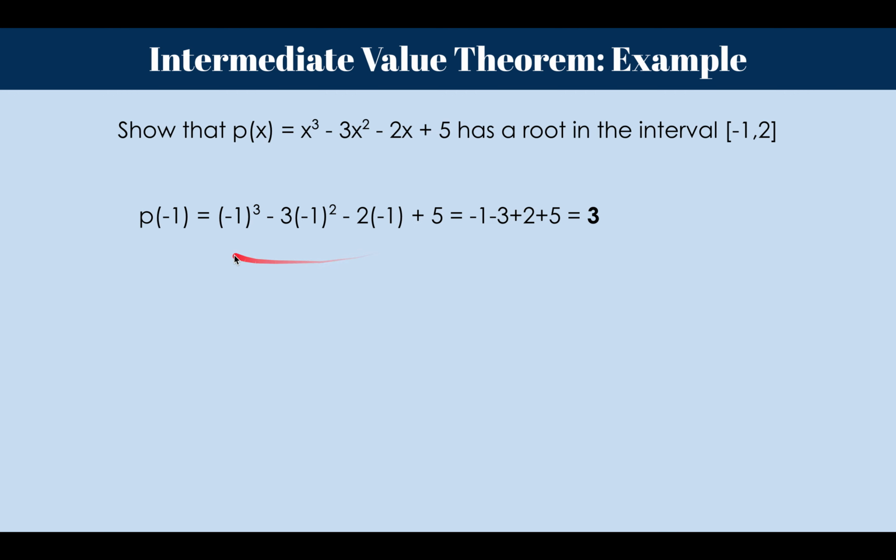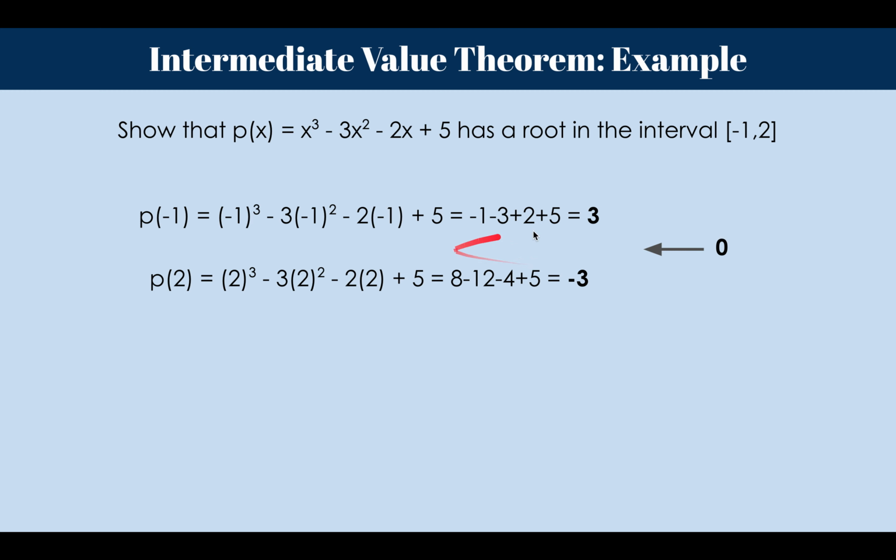So let's first look at p of -1. When you do the math, you see that p of -1 equals 3. Now let's find p of 2. We see that p of 2 equals -3. Now we know that 0 is between 3 and -3. So using the intermediate value theorem, since 0 is between p of -1 and p of 2, we know that there must be some point with an x-coordinate between -1 and 2 that has a y-coordinate of 0. In other words, there's a point between x equals -1 and x equals 2 that is a root of this function.